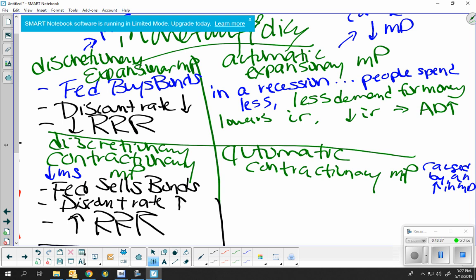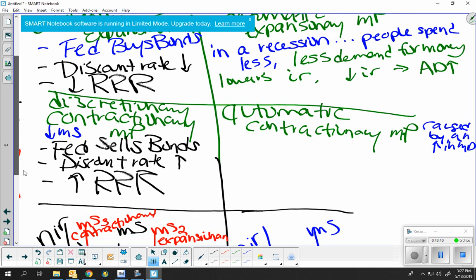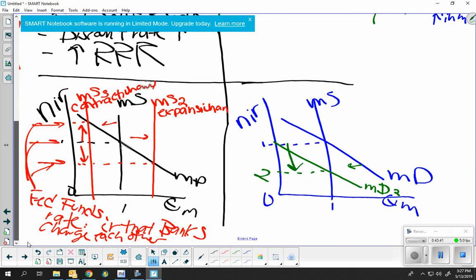Anyway, now we draw that little graph, and I'm gonna say in a recession. Why is it on the second blue line? In a recession, that's what shifts. Money demand. Okay.